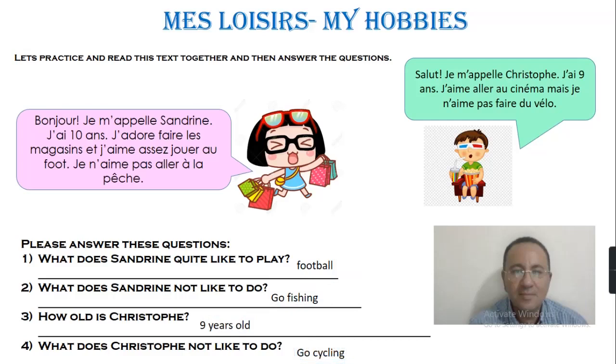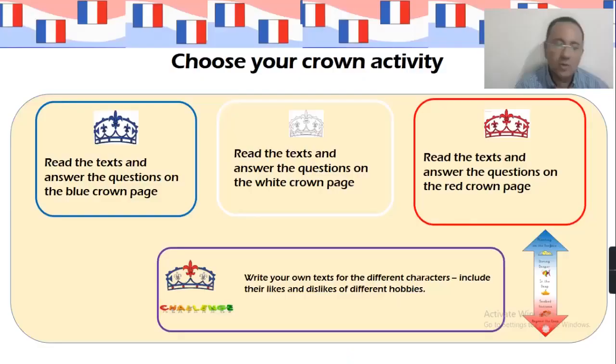This is the end of our lesson today. You will have to choose the crown that you would like to do and then submit it. All the crowns are based on the hobbies and the opinions, and they are all texts with comprehension questions.